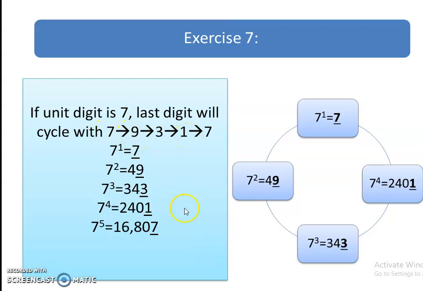So when the power is 1, the last digit will be 7. When the power is 2, the last digit will be 9. When the power is 3, the last digit will be 3. And when the power is 4 or a multiple of 4, the last digit will be 1, right?